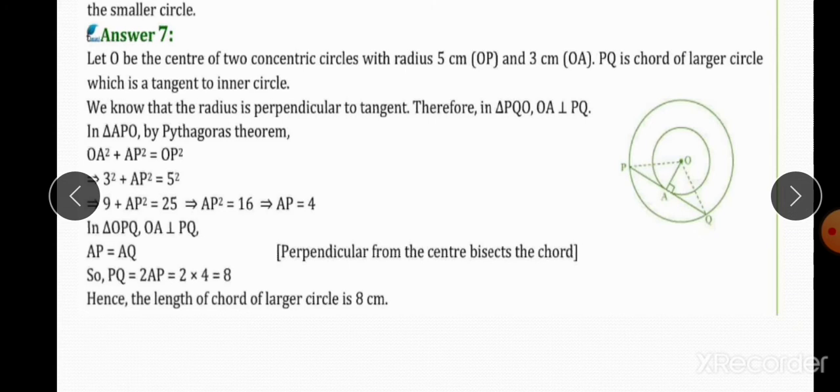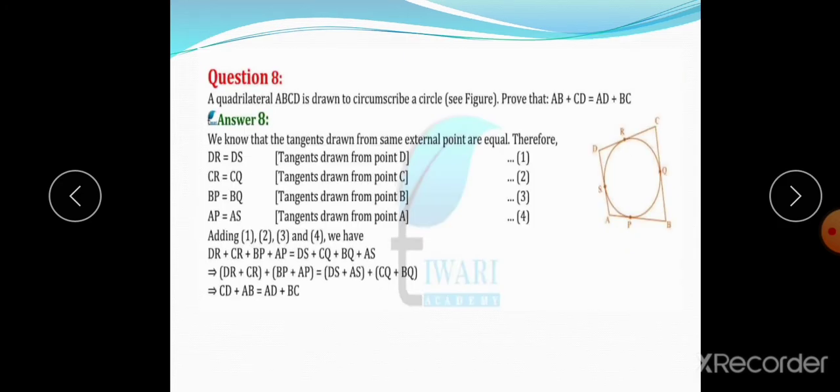So AP is 4, AQ also 4. Then totally 8 centimeter. The length of the chord of the bigger circle is 8 centimeter. Now we'll see the eighth sum.